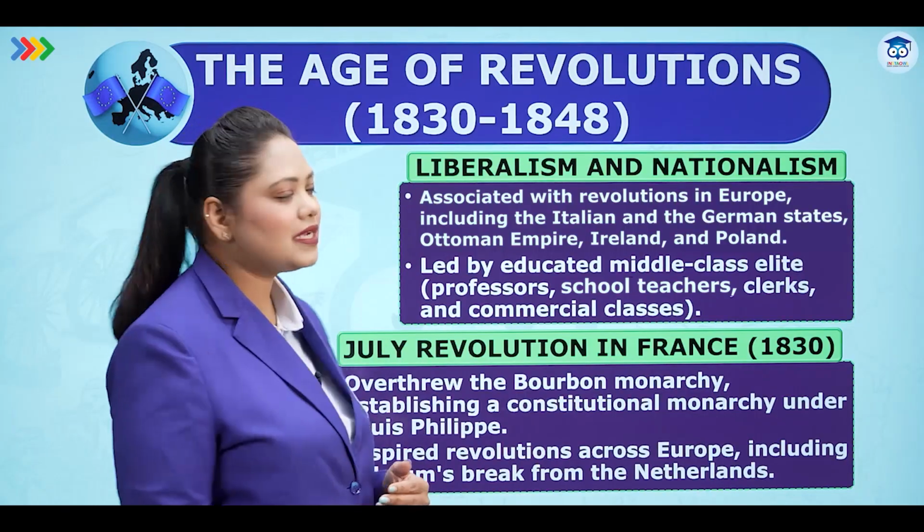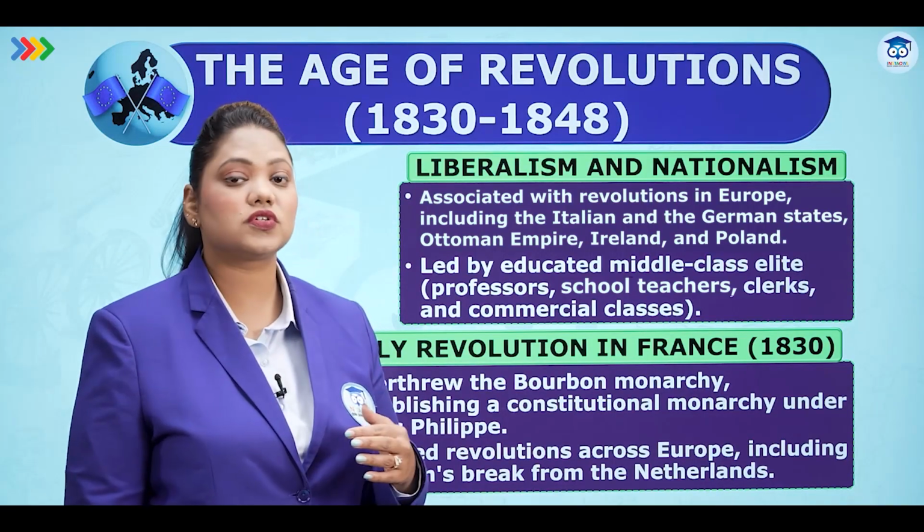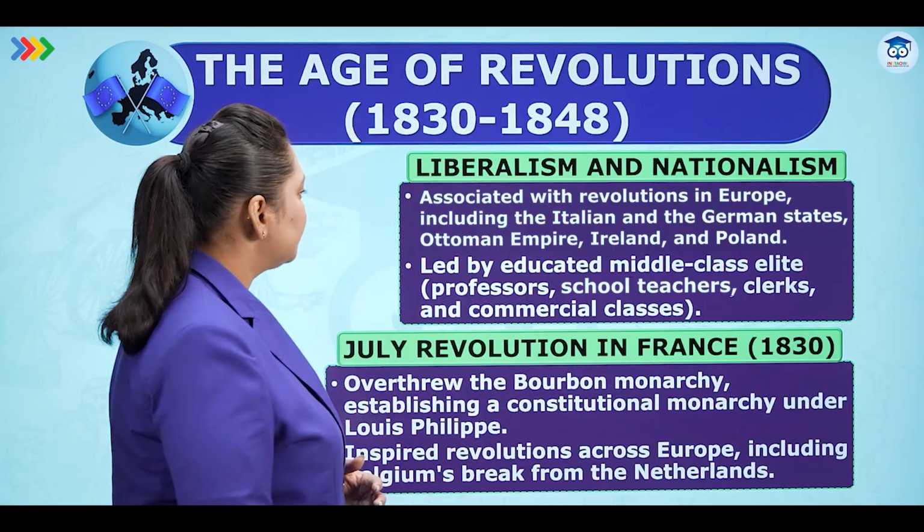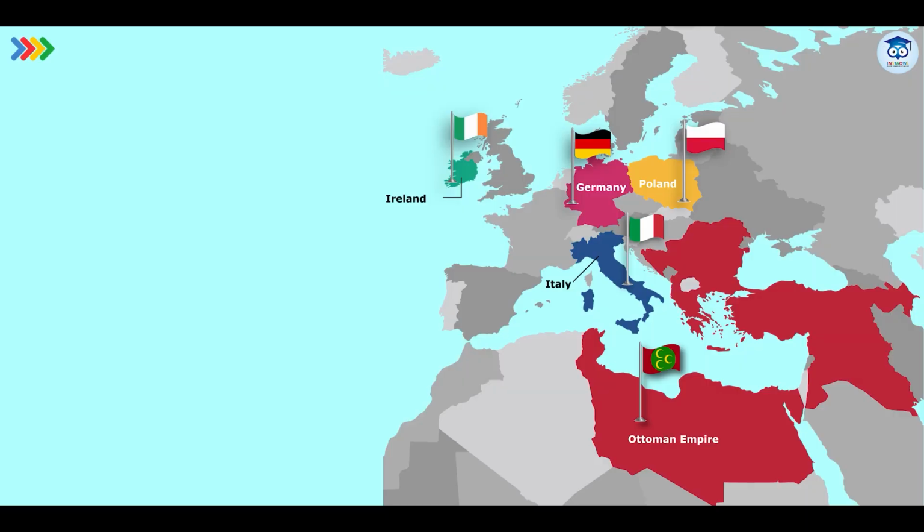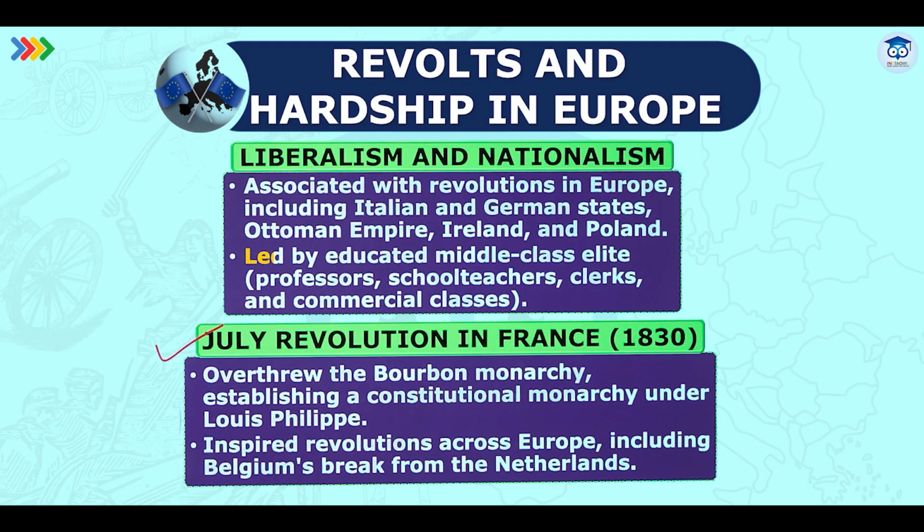We have seen liberalism as an ideal. We have also seen nationalism as an ideal, associated with revolutions in Europe, including the Italian and German states, the Ottoman Empire, Ireland, and Poland. These were led by the educated middle-class elite: professors, school teachers, clerks, and commercial classes. Commercial means trade classes, businessmen.